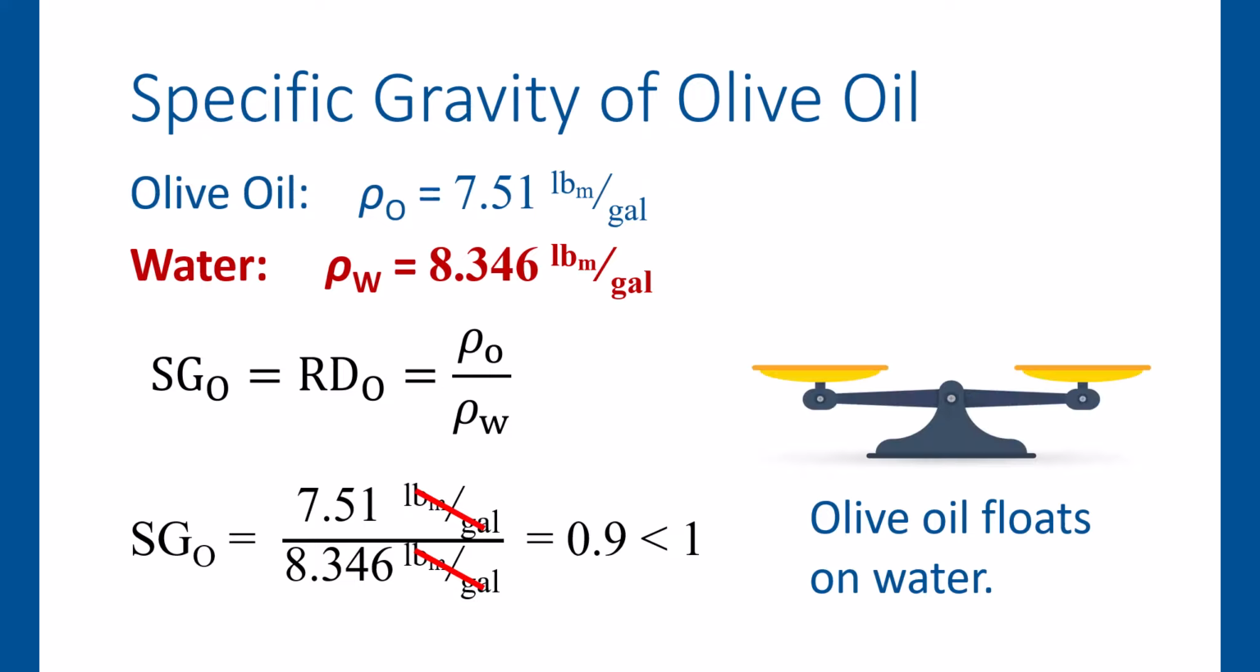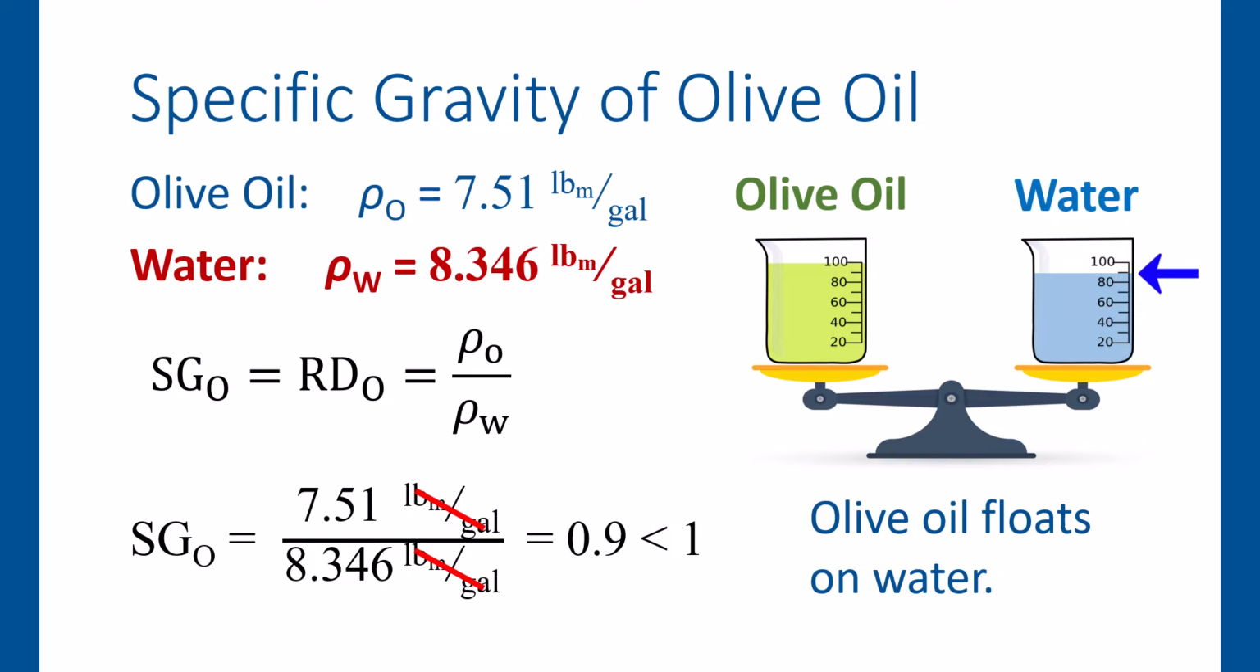To better understand what this means, consider balancing a cup of olive oil against a cup containing water. It takes 9/10 as much water as olive oil to make the scale balance, because 9/10 is the specific gravity of olive oil. Now we consider honey.